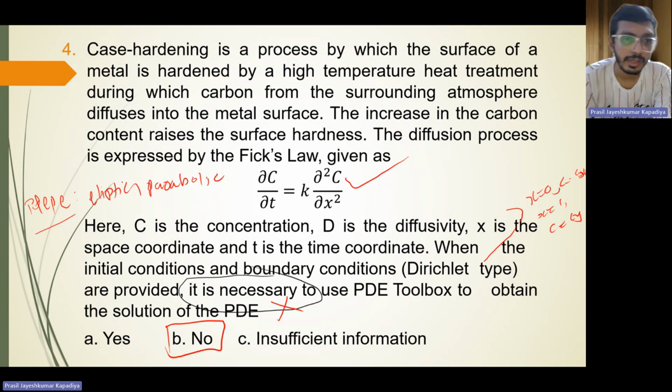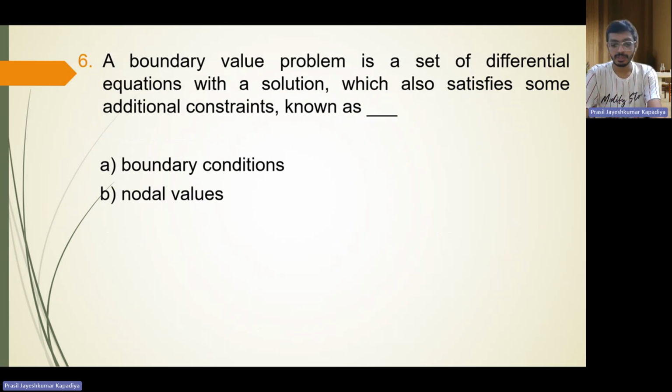Okay. Question number 5, we will be solving it soon. Now let's move ahead with question number 6. Question number 6 is that a boundary value problem is a set of differential equations with a solution which also satisfies some additional constraints known as what?